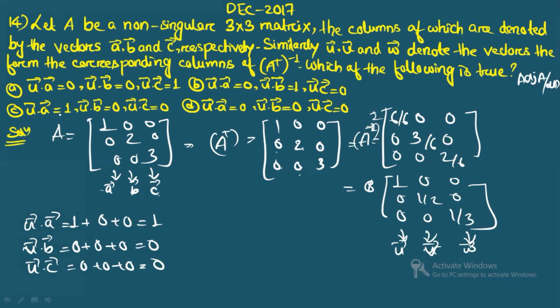So U dot A is 1 in option C, right? So the correct option is option C.